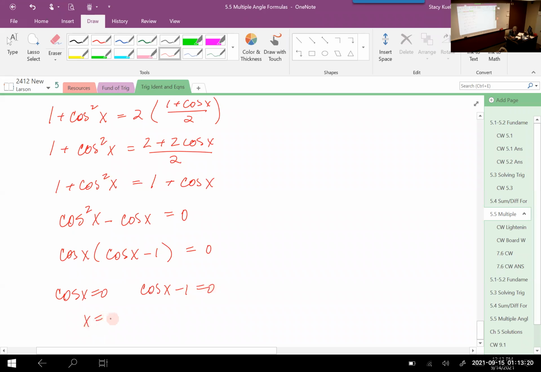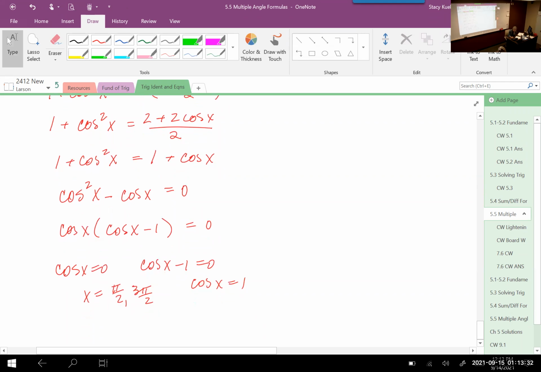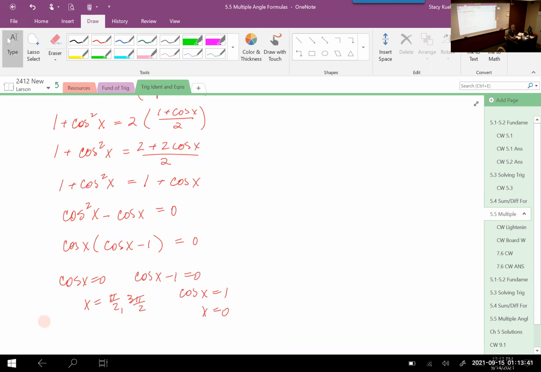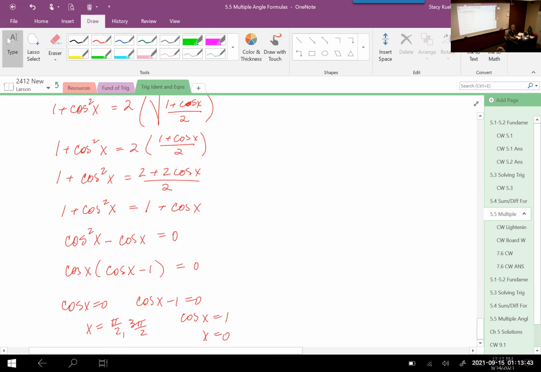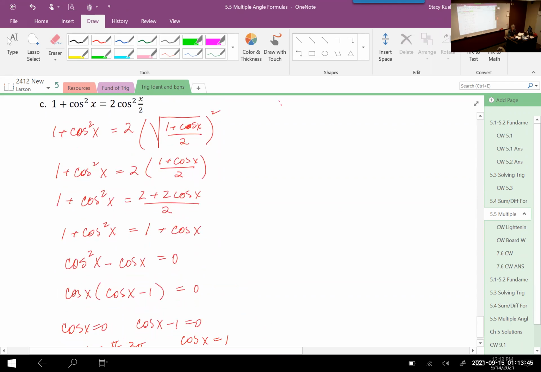And I find for cosine x equals 0, we again have pi over 2, 3 pi over 2. For cosine x equals positive 1, I have x is equal to 0. So we were just using the half angle identity to be able to rewrite it all in terms of the same angle. Made a substitution, didn't we?